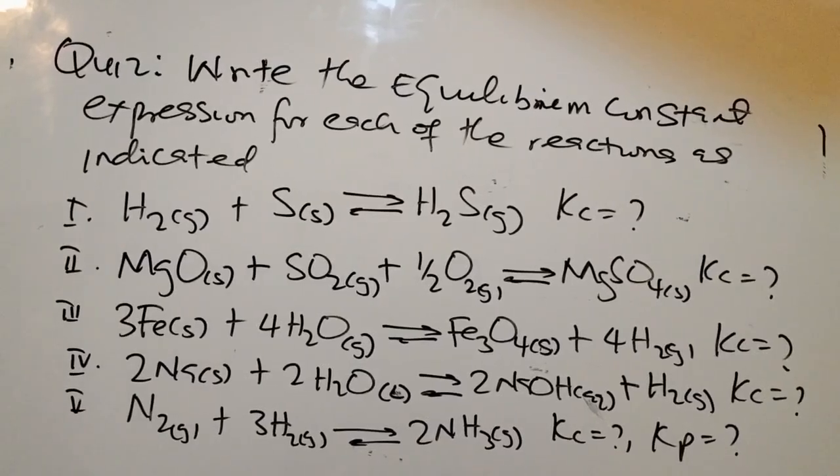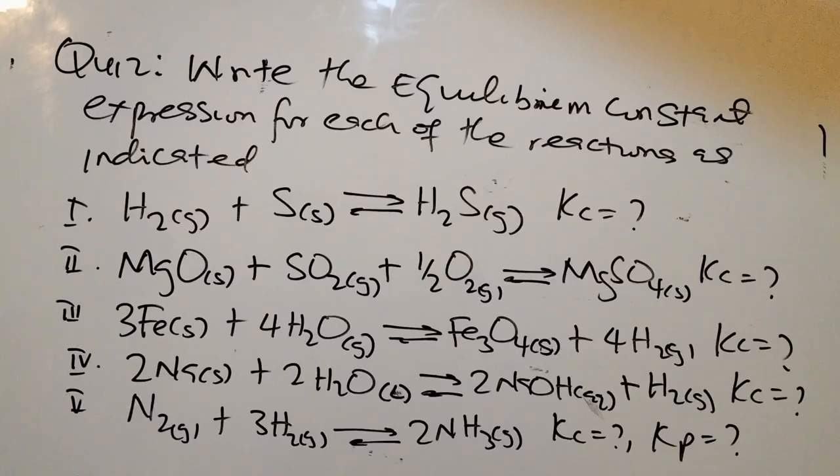So look at the question on the board that says, write the equilibrium constant expression for each of the following reactions. For each of the reactions as indicated, you can see the reactions on the board. So we're going to write the equilibrium constant expression for each of the reactions as indicated.